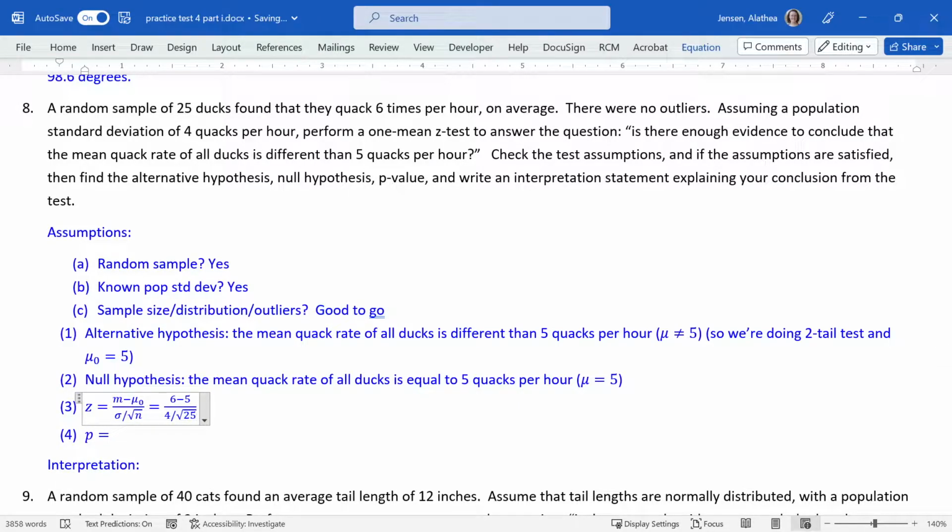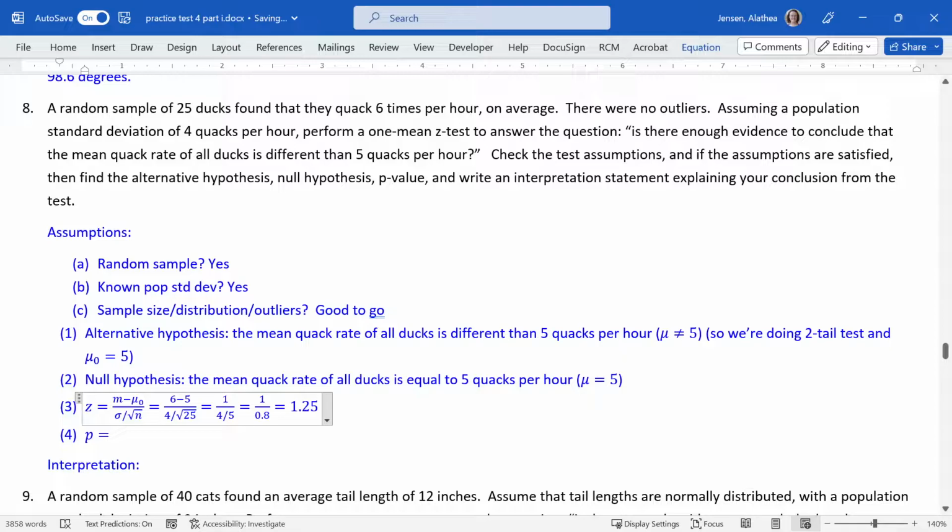Okay. So simplifying carefully here, I'm going to do the top and the square root. So 6 minus 5 is 1. Square root of 25 is 5. Now I'm going to simplify the bottom. So 4 over 5 is 0.8. And then finally I'm going to do 1 divided by 0.8. And I get 1.25. Okay, so that is my z-score, 1.25.